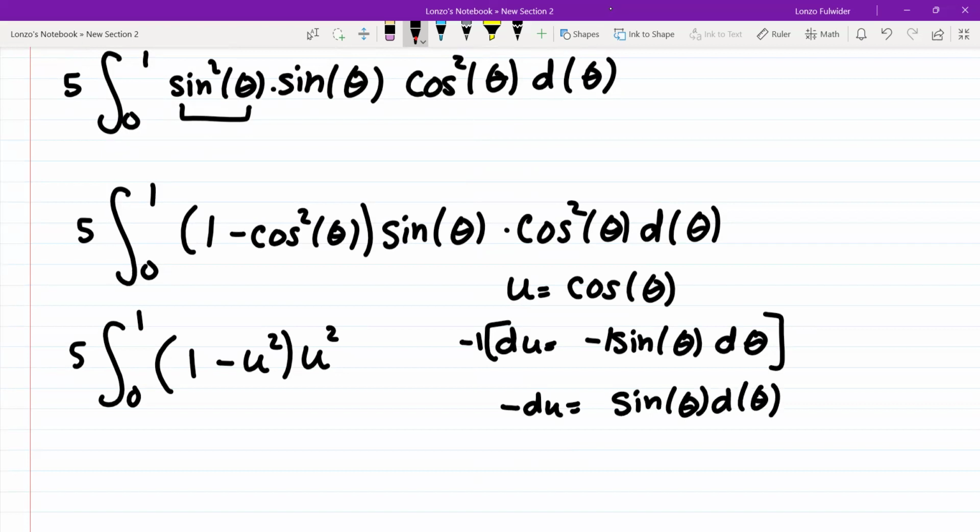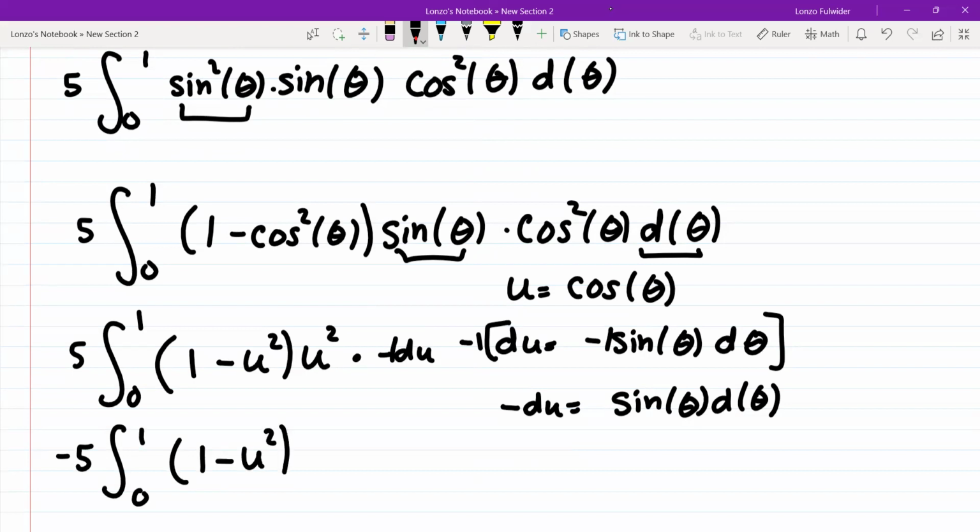So you're going to replace sine theta d theta with negative du. This is like a negative 1, so I'm going to take that out. So this would be negative 5, from 0 to 1. And then we have 1 minus u squared, and then du.